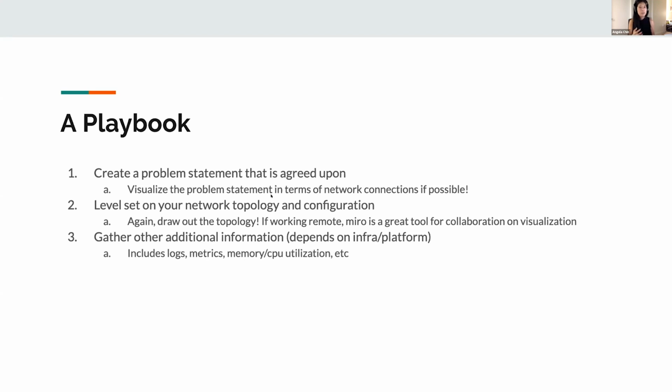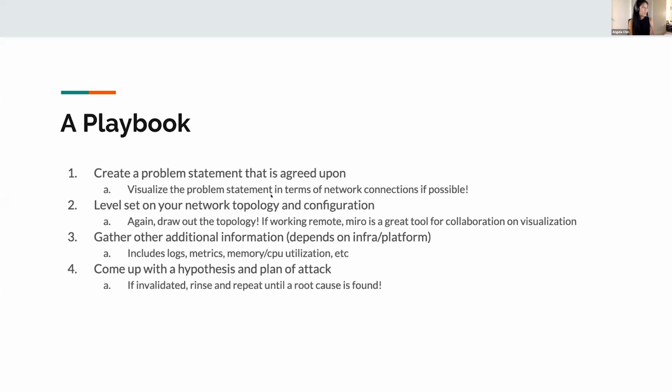And so then after you've gathered this information, you might think, when can I actually start debugging the problem? And it's finally here. The fourth step is to come up with a hypothesis that can be validated or invalidated and a plan of attack for doing so. And if the first hypothesis you come up with turns out to be not the root cause, then you rinse and repeat on step 4 until a root cause is found. Of course, gathering additional information that may be of importance along the way if need be.